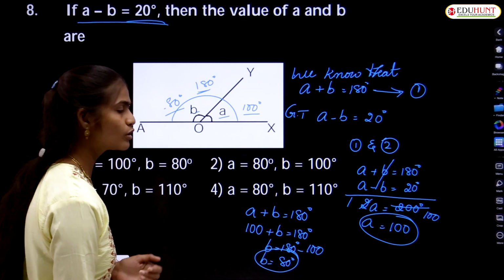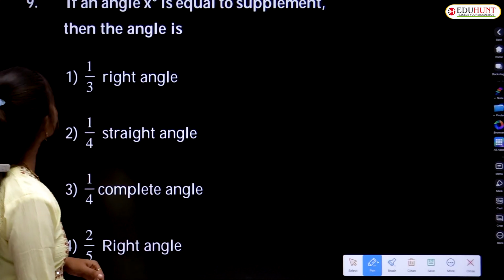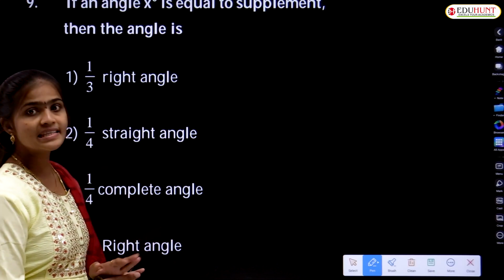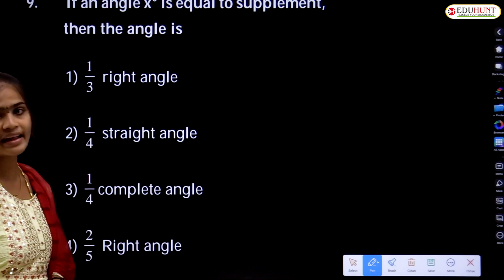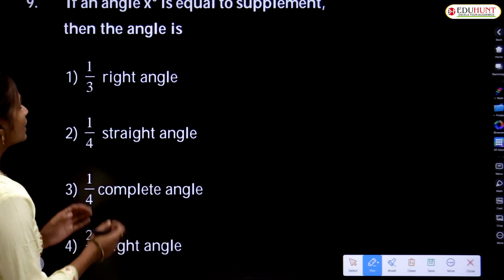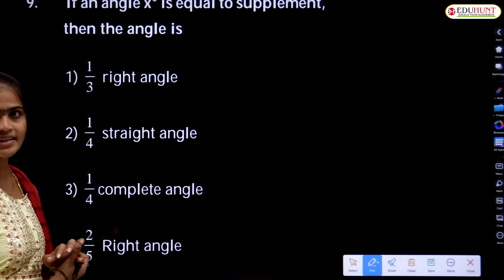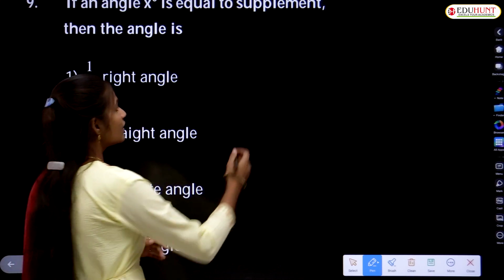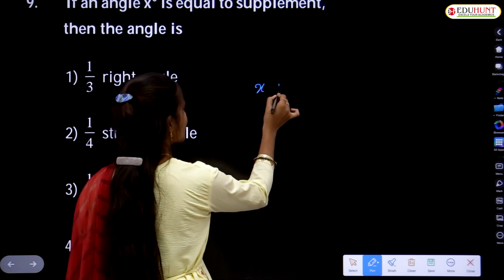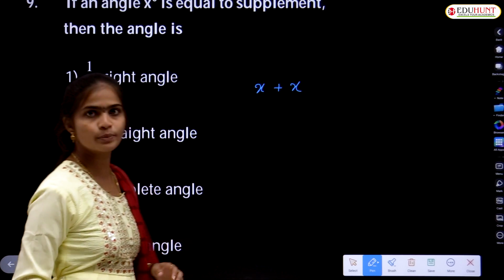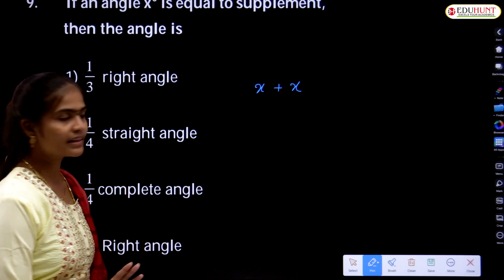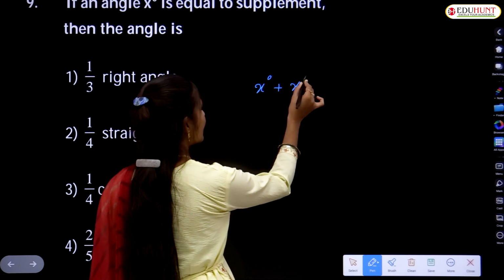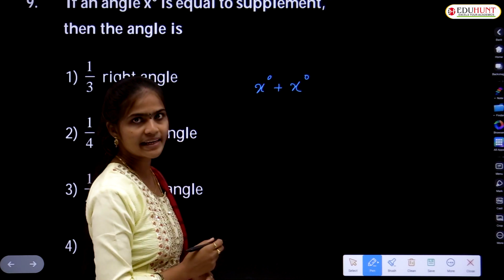Okay, let us see the next question. If an angle x degrees is equal to its supplement, then the angle is... The given angle is equal to its supplement, they are saying. Supplement here means those two angles are equal. The first condition is that those two angles should be equal. Here two angles are there, so let the angles be x. Then those two are equal angles.